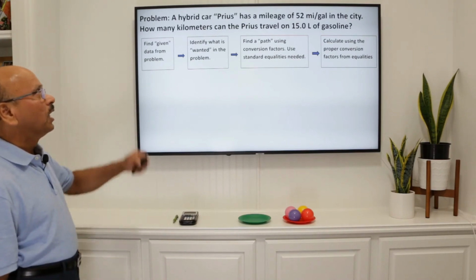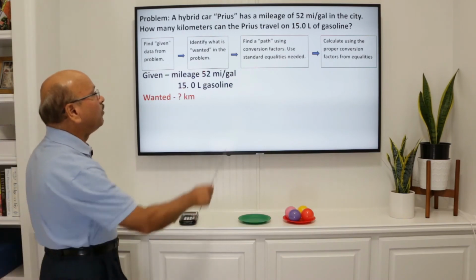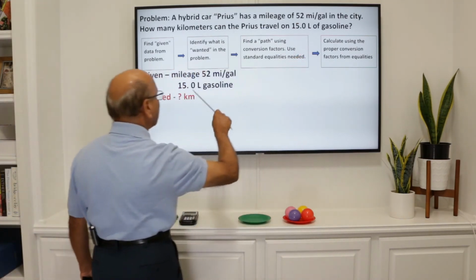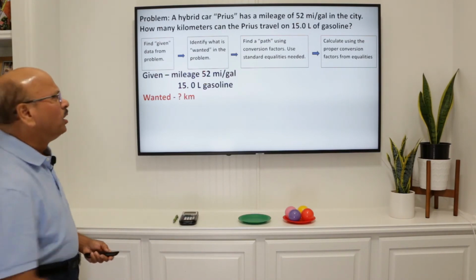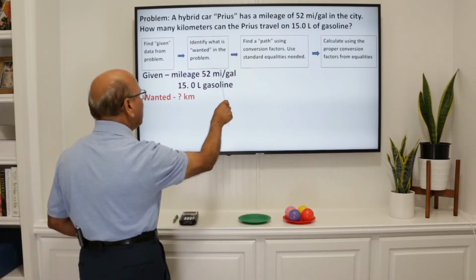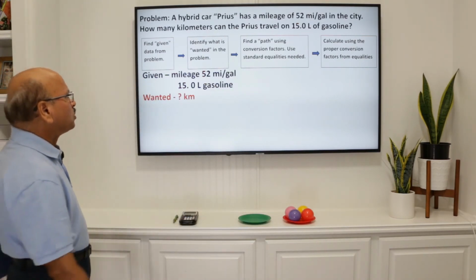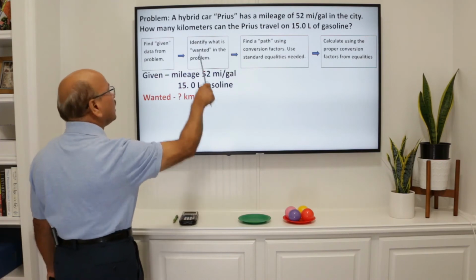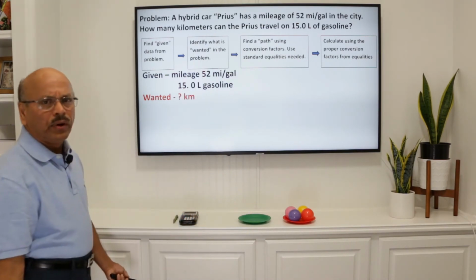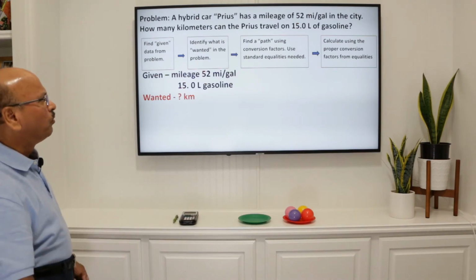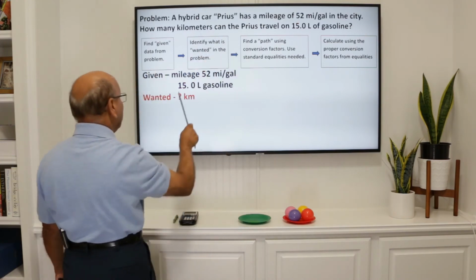So let's take this and analyze it. The given thing in here is the mileage, which is 52 miles per gallon, which can also work as a conversion factor. Remember, 52 miles per gallon means 52 miles is equivalent to 1 gallon. So that's the idea. Basically I'm going to take the second thing, which is 15.0 liters of gasoline, as the starting point. That will be easier for us to go further. And what is wanted is asking about how many kilometers. That's what you want.